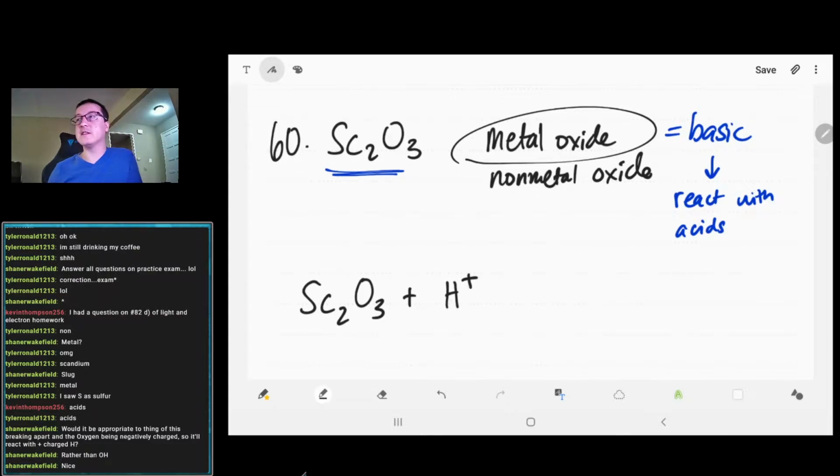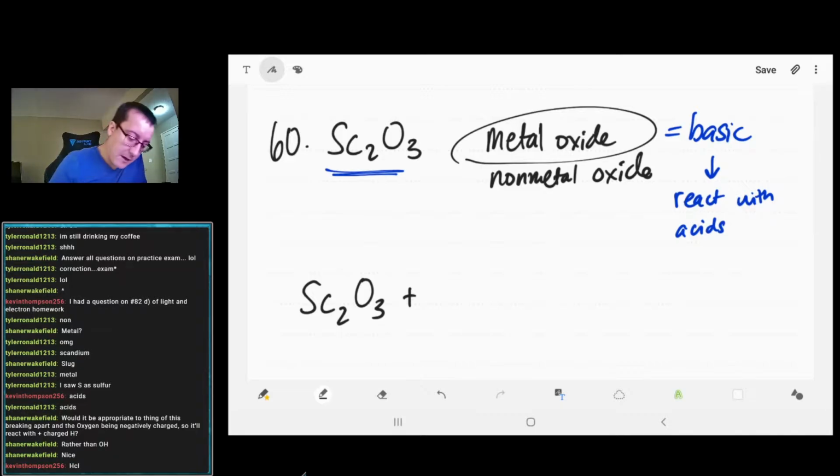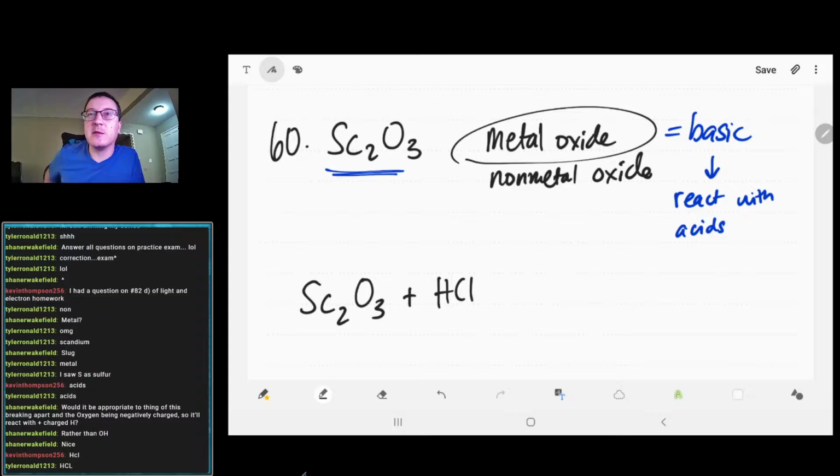So remember, acids are just going to be a solution of something with H plus, right? It could be HCl. You know what? Let's choose an acid. What acid do we want to use? HCl. Okay. So we're going to give it an acid. That's just going to make things a little bit easier for us.